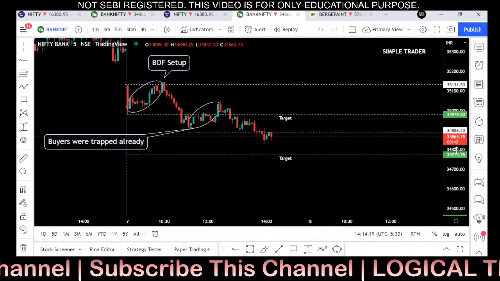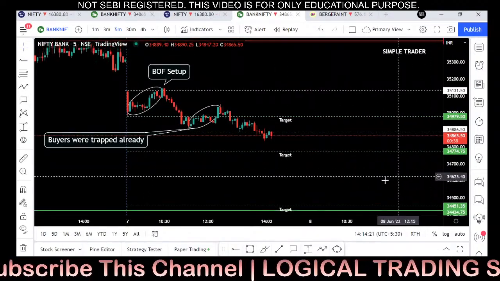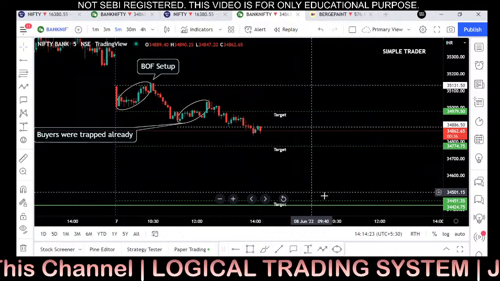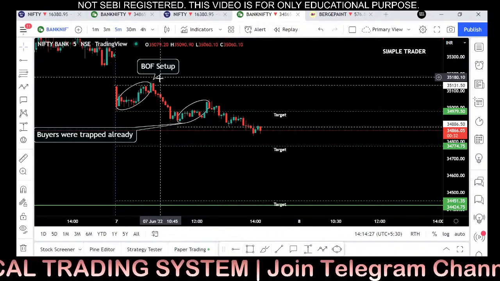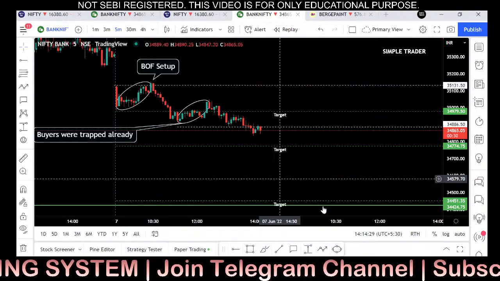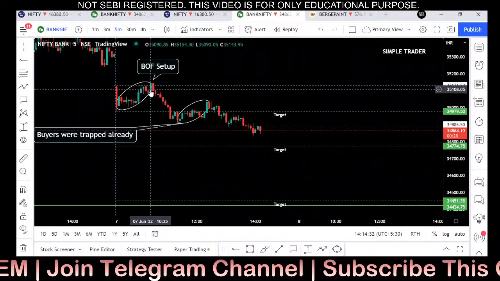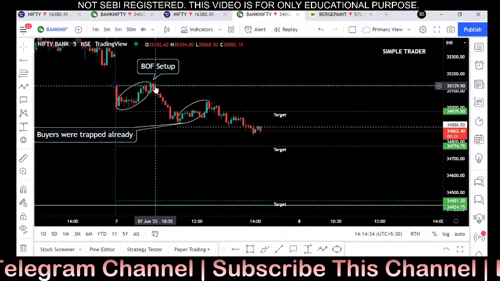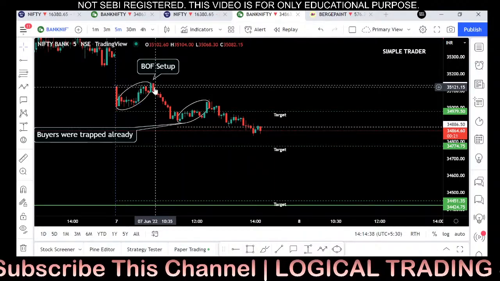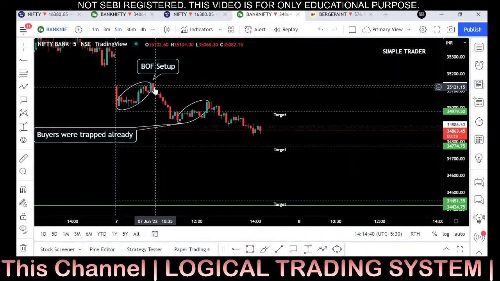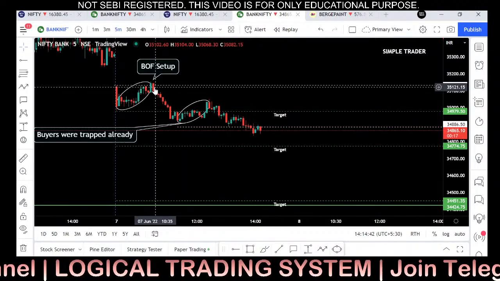So you may ask where is the next target. There's a third target. I have not marked this target now. This target was marked when the sell trade, the short trade, triggered here. So this is a BOF setup for a short.